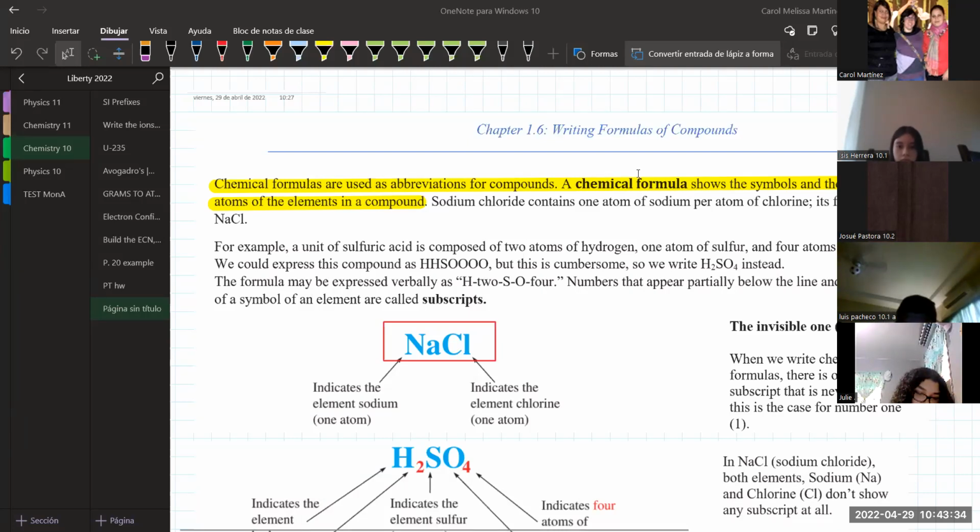In this example of NaCl, you have to take a look at the subscripts, okay? The subscripts are those numbers that appear partially below the line and to the right side of a symbol. So what is a subscript? They are the numbers that appear partially below the line and to the right of a symbol. Do you notice any number there in the formula for NaCl? No, you don't see numbers.